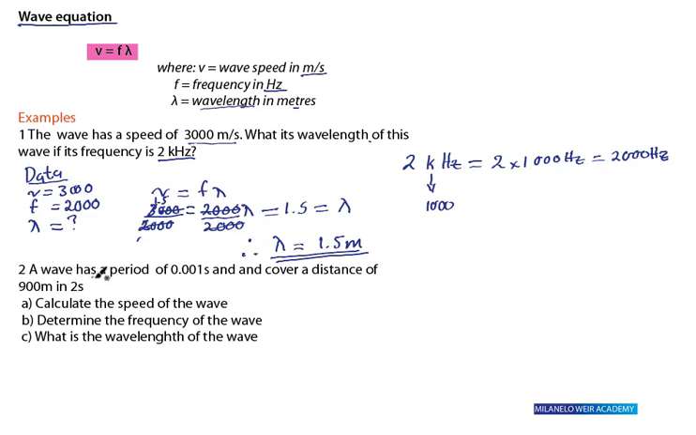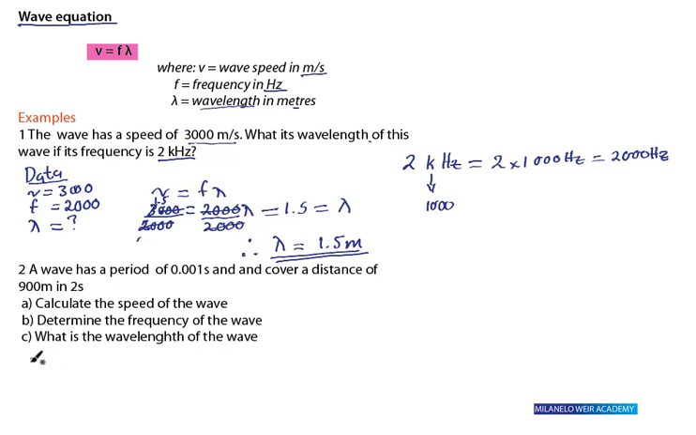Question number 2. A wave has a period of 0.001 second and covers a distance of 900 meters in 2 seconds. A, calculate the speed of the wave. B, determine the frequency of the wave. C, what is the wavelength of the wave?